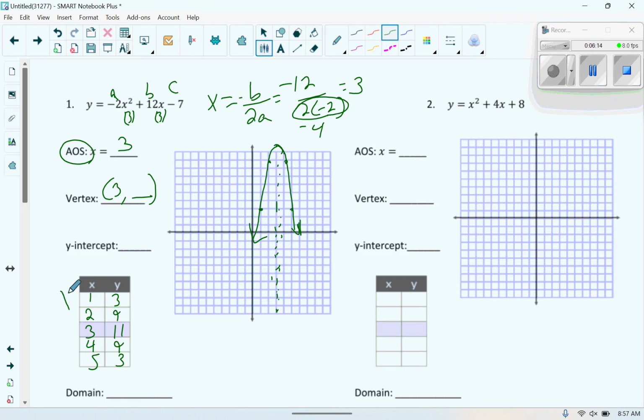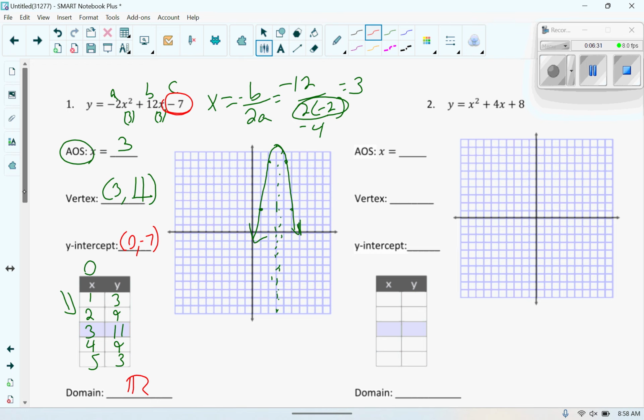Okay, so I filled out my chart. I saw that my vertex was going to be at 3, 11. Let's see. I haven't done my y-intercept yet, but I remember the trick right here. So it's going to be 0, negative 7.